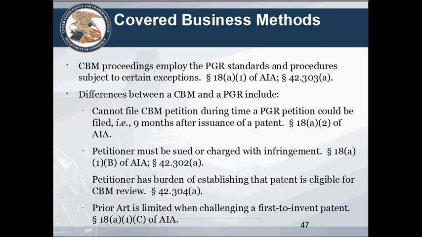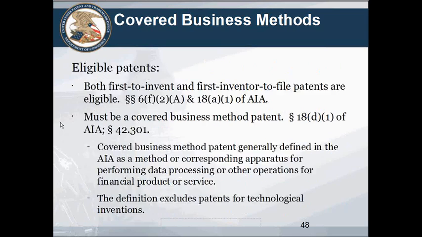Another major difference is that the petitioner must be sued or charged with infringement to properly file a petition. Because CBM requires a patent that is a business method patent, the petitioner has the burden of explaining why the challenged patent meets the business method patent test. There also is a limit as to what prior art can be used to challenge a first-to-invent patent, and that is set out at Section 18 of the AIA, so I would ask you to refer to that.